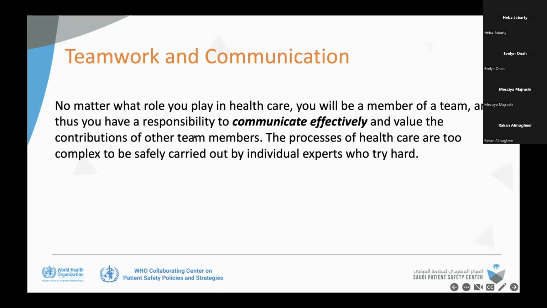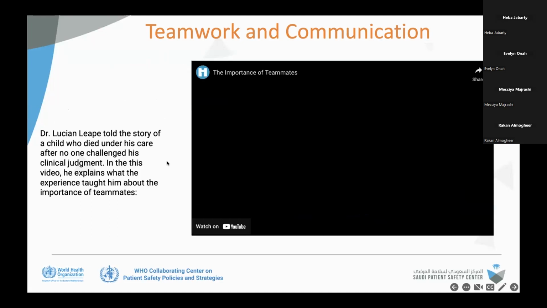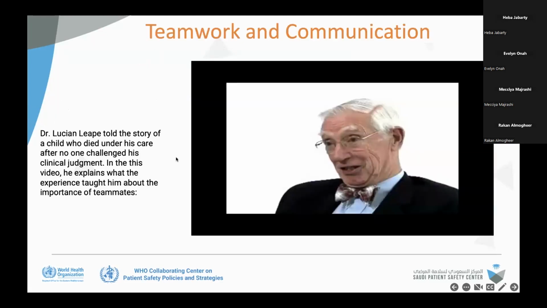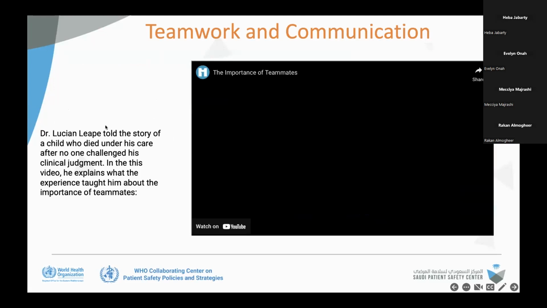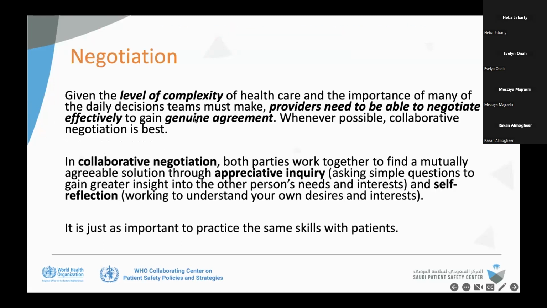Teamwork and communication: no matter what your role is, we have to work as a team. This could happen when we increase speaking up among the team and when we have a well-functioning team, which will be explained later in the other session. I think everyone knows Dr. Lucian Leape, and there's a story, if you Google it, where he explains that because he was a senior physician and he caused harm to a child, nobody highlighted the error because they thought it was improper to tell a physician that this error was happening.